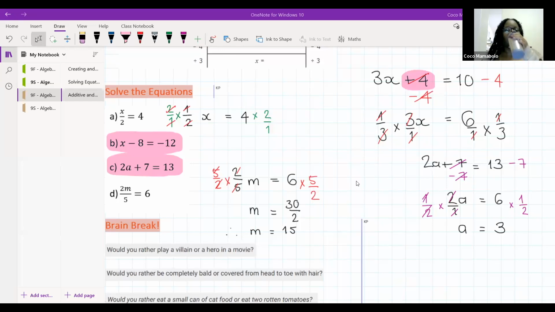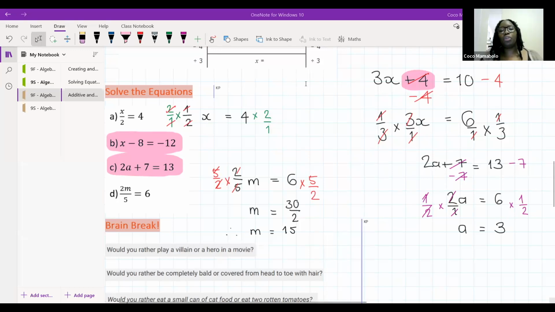We have to add the opposite of positive 7, which is negative 7, and also add it on the other side, left and right. Then from there, I am lost.